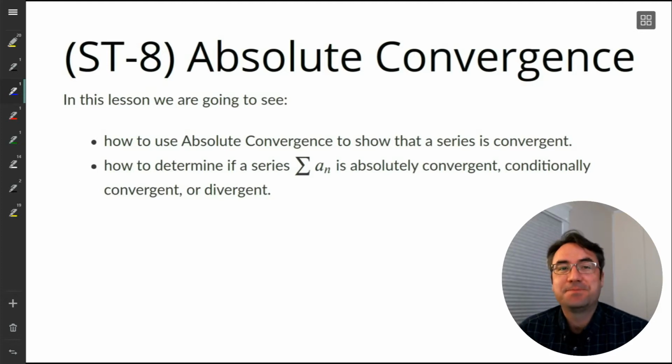All right, welcome everyone. Today we're going to be looking at the idea of absolute convergence. So there's actually one more series test hidden in here. So that's what we're going to be looking at first. We're going to see how to use this idea of absolute convergence to show that a series is convergent. And then we'll be introducing some terminology. So we'll see how to determine if a series is absolutely convergent, conditionally convergent, or divergent. So a little bit of new terminology here. So let's get into it.